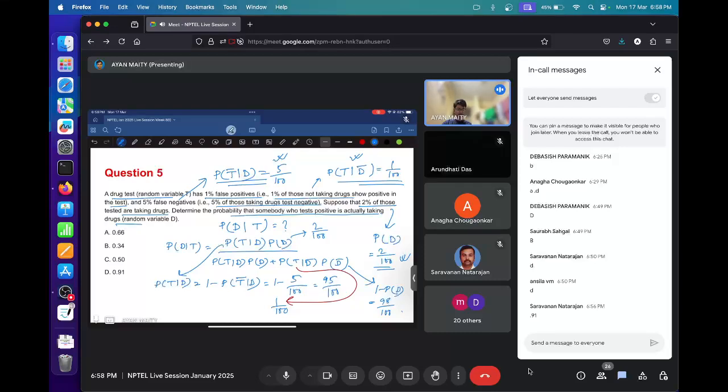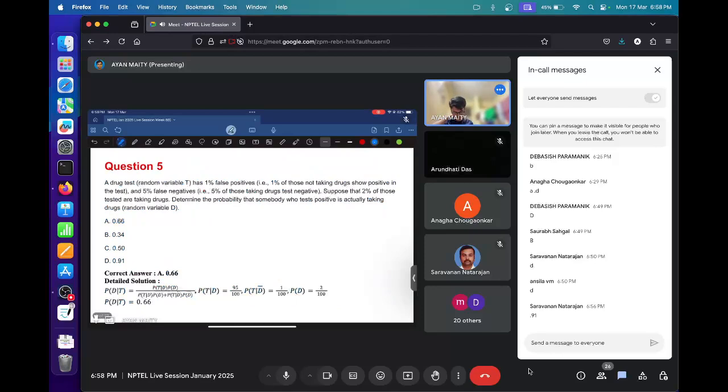Now we have found out all the different components of this Bayes theorem. Now we can put these values into this equation and find out the required probability, which is probability of D given T. And if we compute it, the answer is 0.66, option A. Is it understandable?